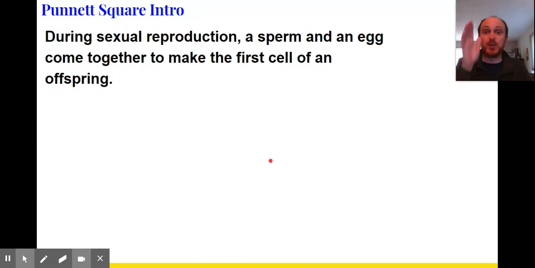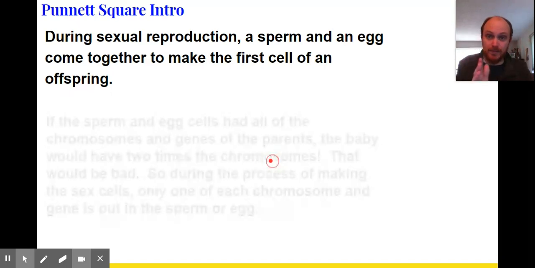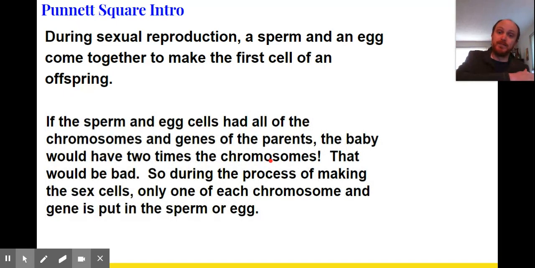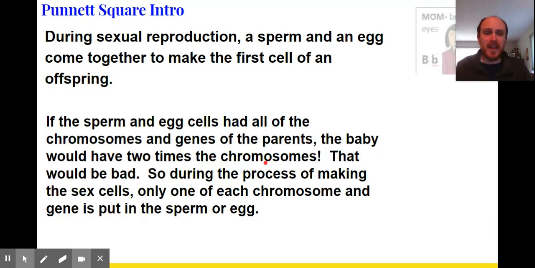Okay, so during sexual reproduction, a sperm and an egg come together and they make a cell. And that cell becomes an offspring. If the sperm and the egg had all the genes and the chromosomes of both parents, then the baby would have twice as many chromosomes, twice as many genes as the parents. And then going on and on into the future, you'd have twice as many, twice as many, twice as many. Within 5 generations, you have 10 times as many chromosomes. That'd be a crazy mess. So that's not what happens.